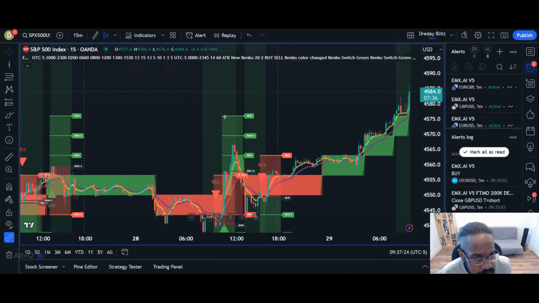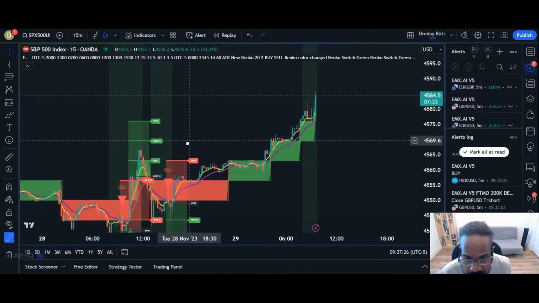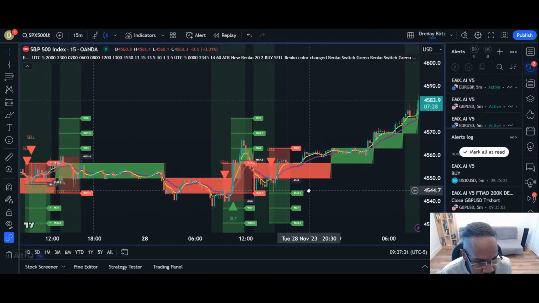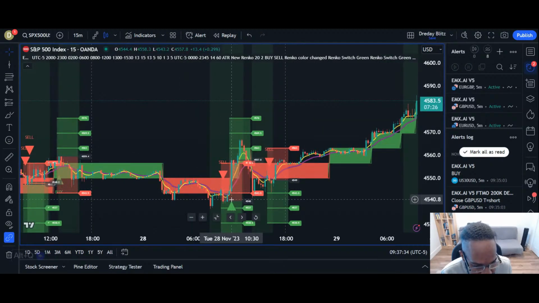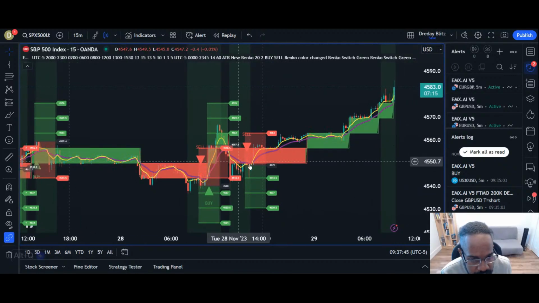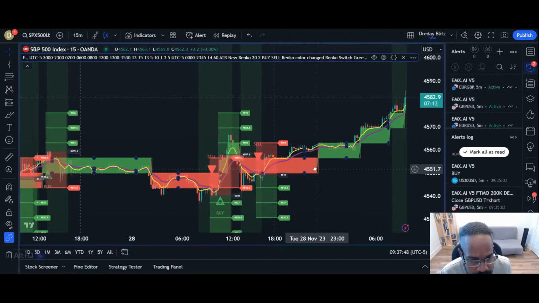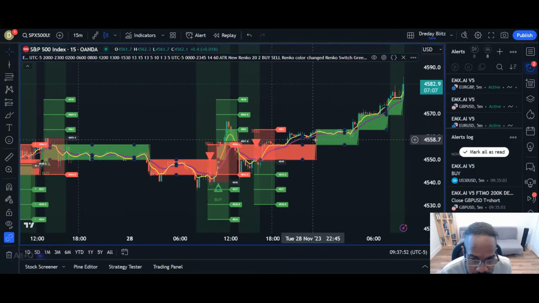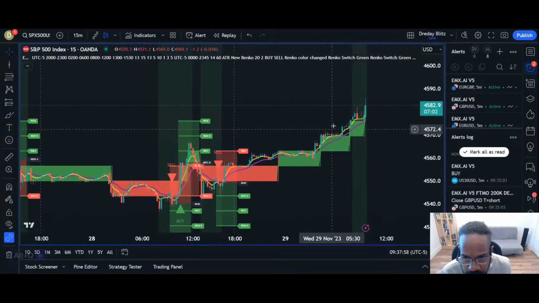So this is SPX 500. This is where we're at right now. We had a buy entry here at New York yesterday. It went up, went to TP2 and then reversed back down. Afterwards, it was still shooting up here from Tuesday night until this morning.